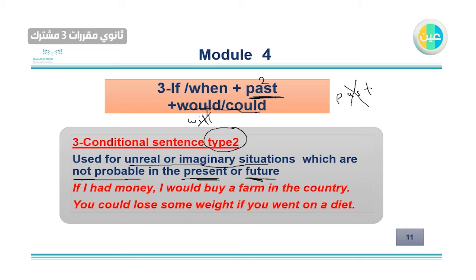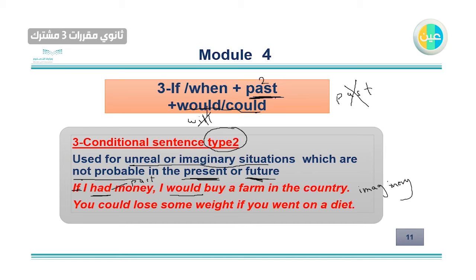Like when I say if, you have here if, after if, had, past. If I had money, I would, past, also the past from will, I would buy a farm in the country. Is this something probable? Of course, no. I just what? Imagine it. So it's something imaginary. Okay, imaginary situation. I just imagine what can I do if I had this money.